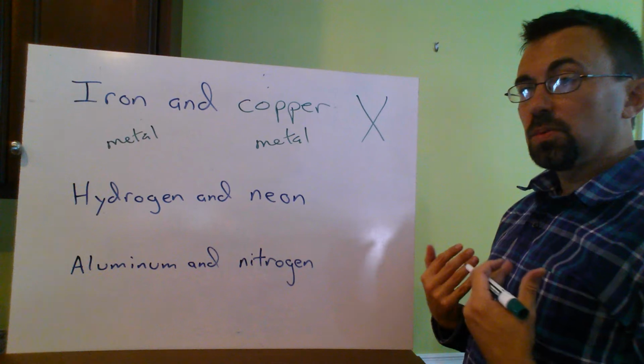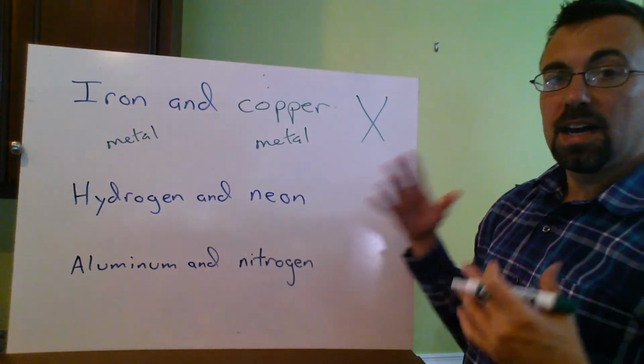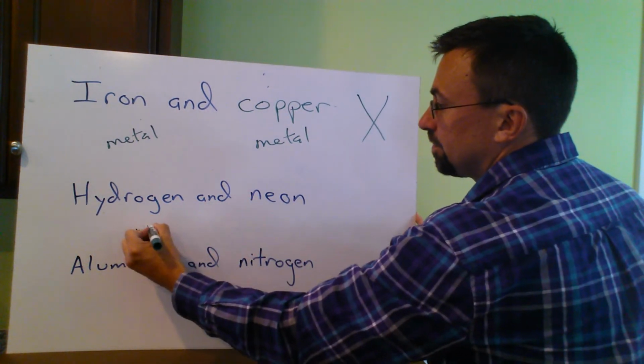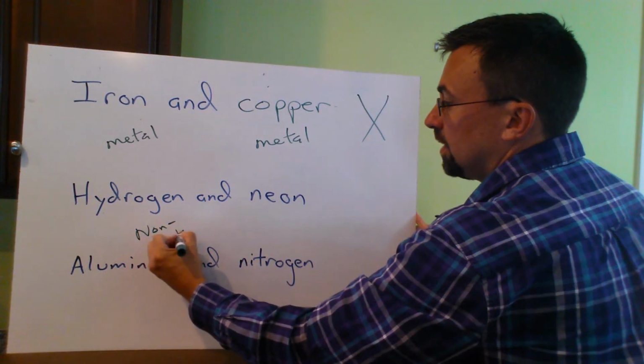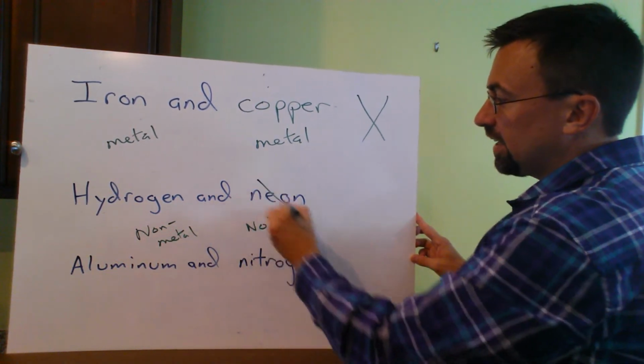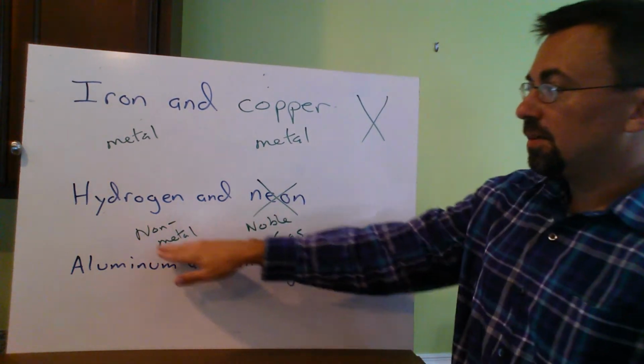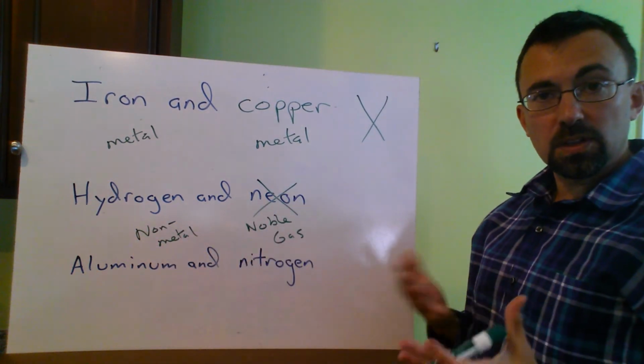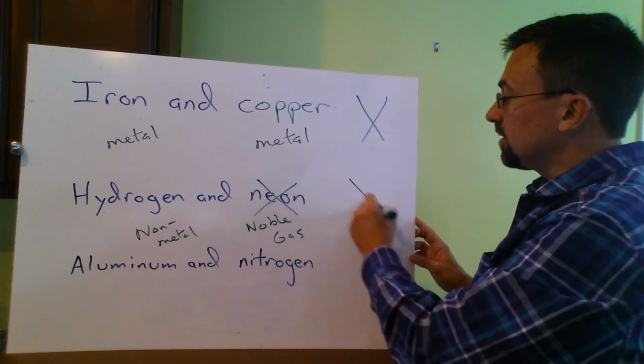Another example of what wouldn't work would be hydrogen and neon. Hydrogen is a nonmetal. Neon is a noble gas. So noble gases are out. Nonmetals need to be reacting with metals. So this would definitely be one that's out.